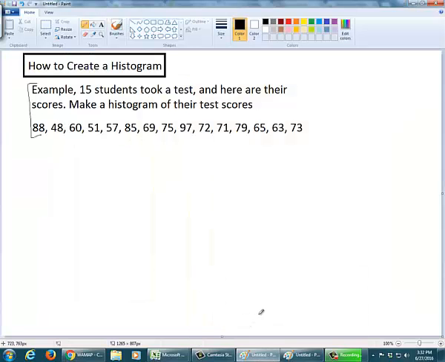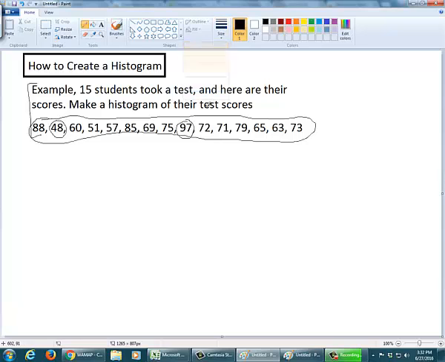So here's our 15 students, and here's their test scores right here. The first thing you have to do is you have to scan the data and look at the highest and lowest scores. So the highest score is 97. The best student in the class got a 97 on the test, and the lowest score it looks like is 48, right there. All right, so let's make this a little bit thicker here. So step 1 is you scan the data.